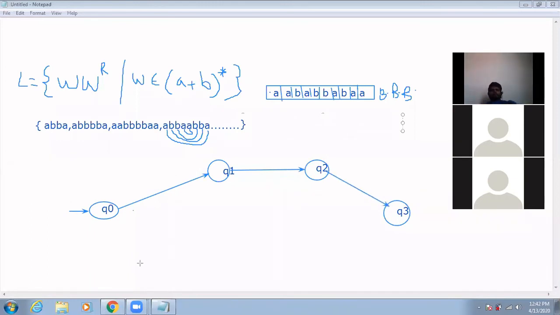The logic is very simple. Let us take first that initially the symbol is A. Just try to listen carefully, because later you have to solve many problems. I am going to give an assignment, so based on these problems, you have to solve many problems.